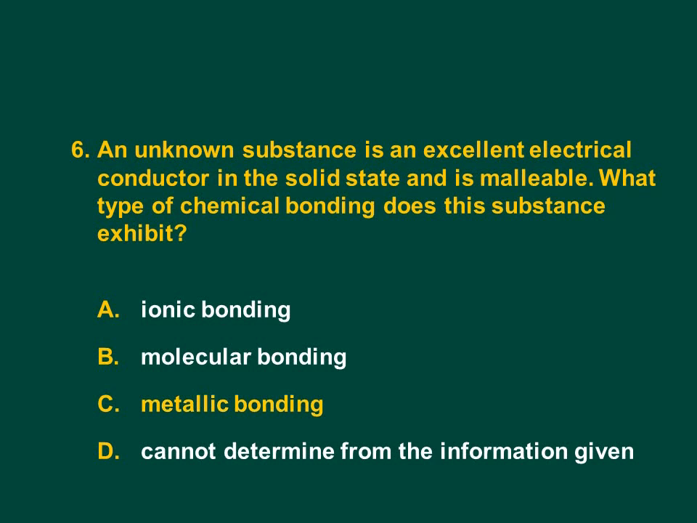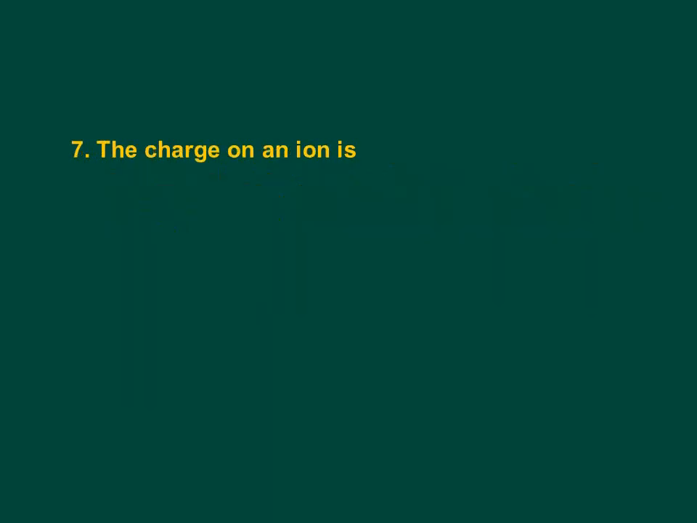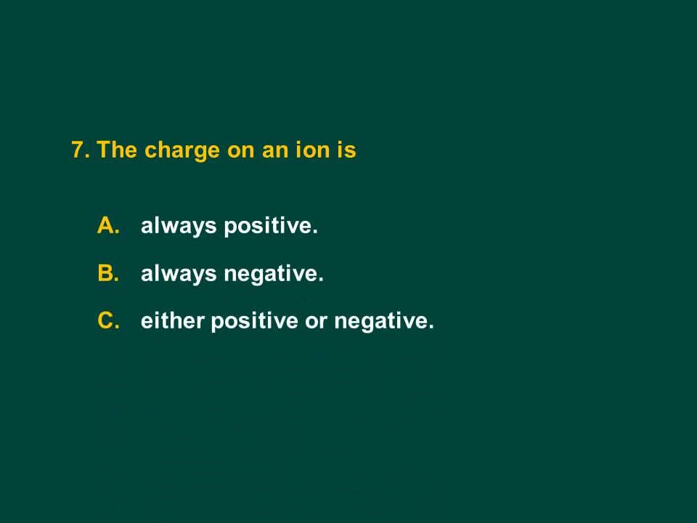Metallic bond. Question 7. The charge on an ion is always positive, always negative, either positive or negative, 0. Which choice is the correct one? It is either positive or negative. Positive for a positive ion and negative for a negative ion.